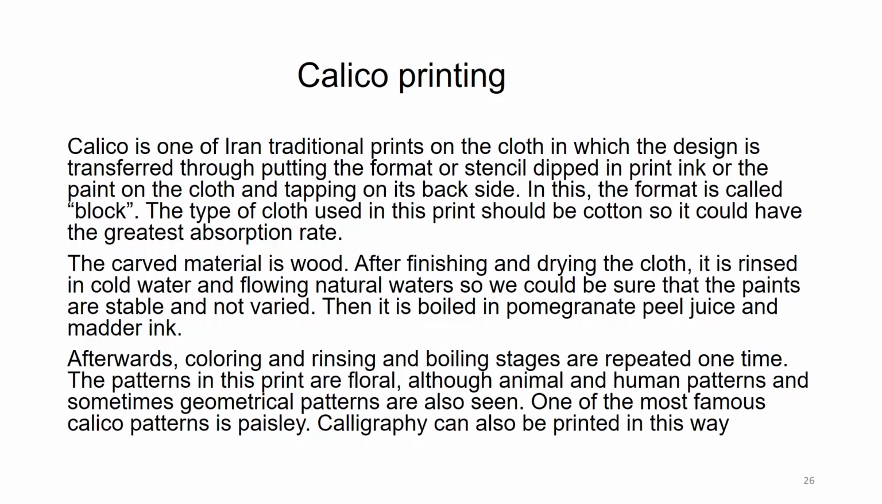After finishing and drying, the cloth is rinsed in cold, flowing natural water, so we can be sure that the paints are stable and not varied. Then it is boiled in pomegranate peel juice and madder ink. Afterwards, the coloring, rinsing and boiling stages are repeated one time.